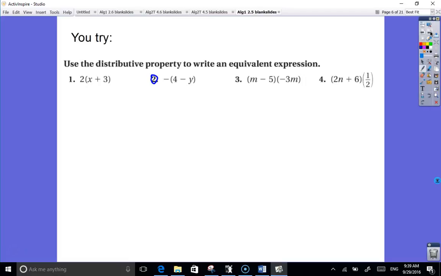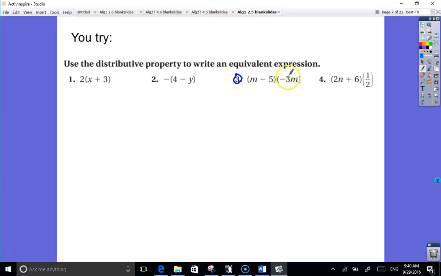What does it mean that there's a negative sign in front? It's like there's a negative 1, if it helps you. So you could write it like this: negative 1 times (4 minus y). Then you go negative 1 times 4, negative 1 times negative y. What is negative 1 times 4? What is negative 1 times negative y? Negative times negative makes positive, right? Should have been negative 4 plus y. Okay, how about the next one?